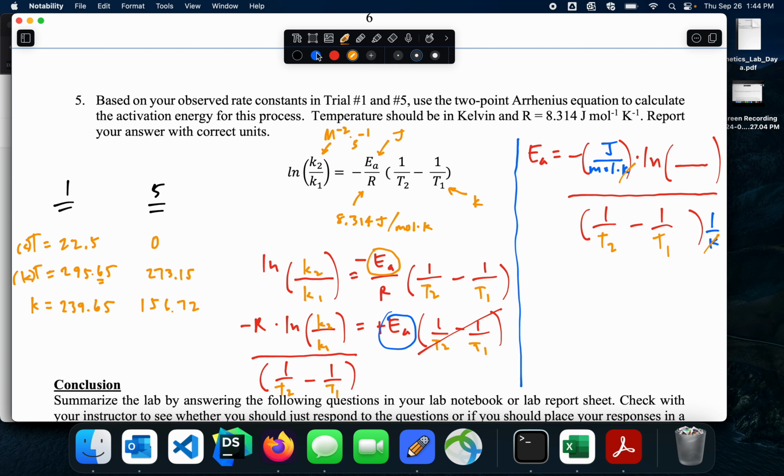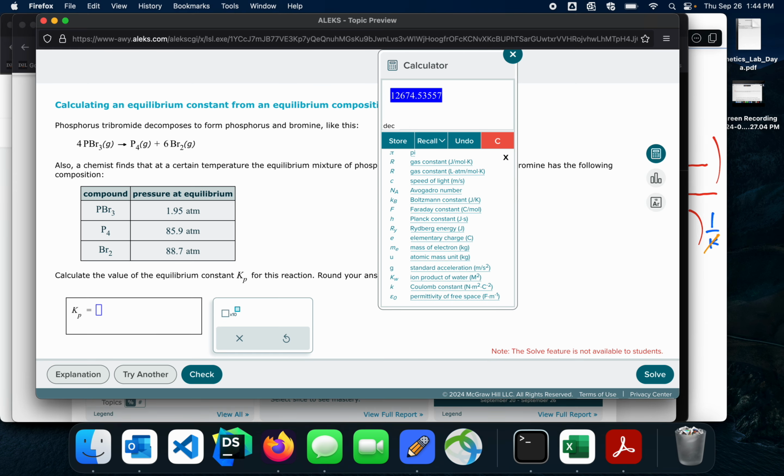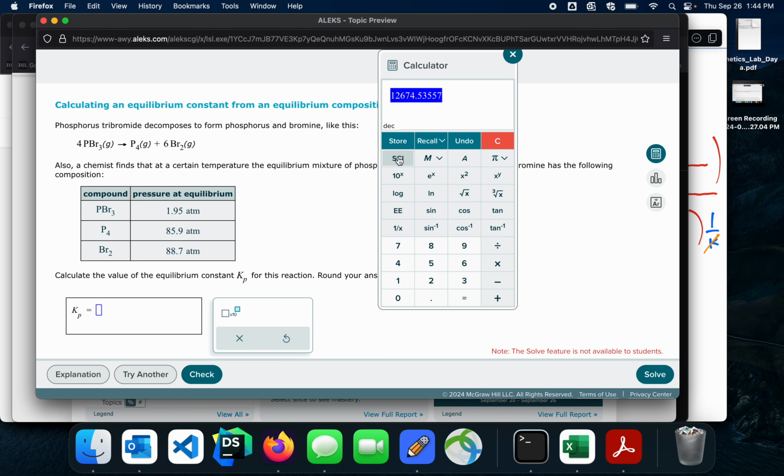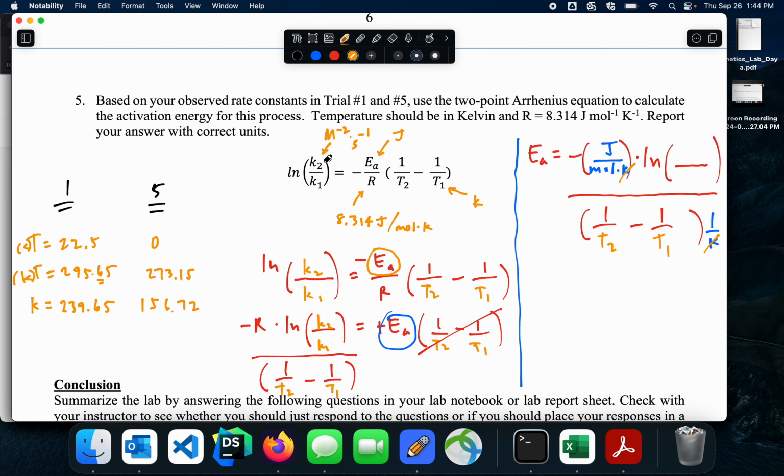All right, so let's do it now. Let's go back over here and let's hit enter. And it's going to be 1.2674 equals 1.2674 times 10 to the 4. Let's go with blue. Joules per mole.